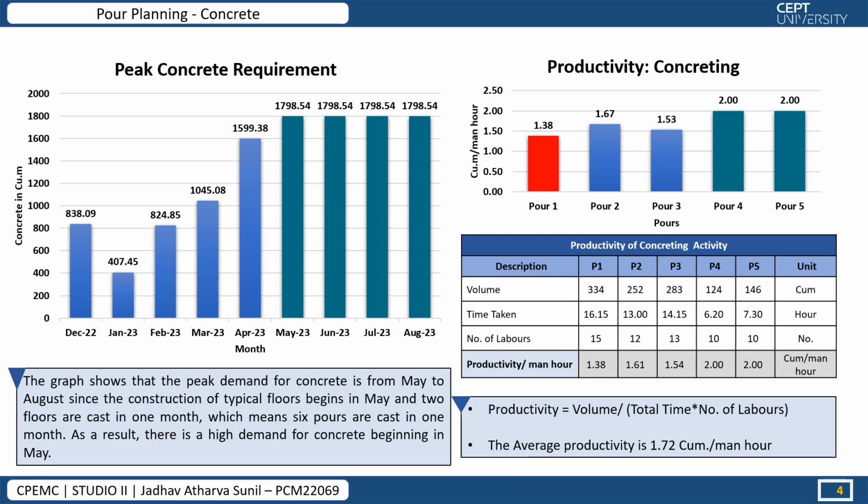Coming to the productivity of concrete, we can see in pour 4 and 5 there is the highest productivity because of the lower volume being casted. And in pour 1, there is less productivity because of the high volume.